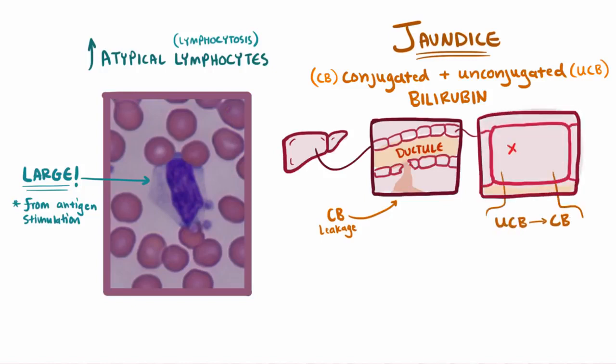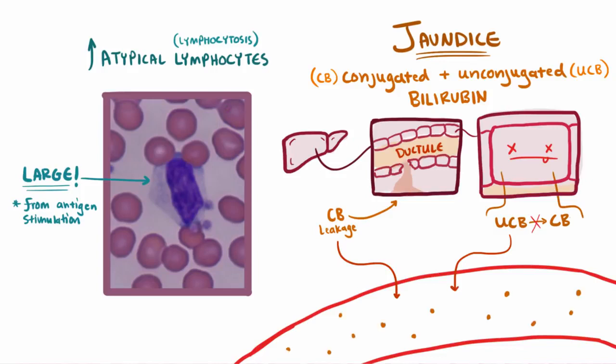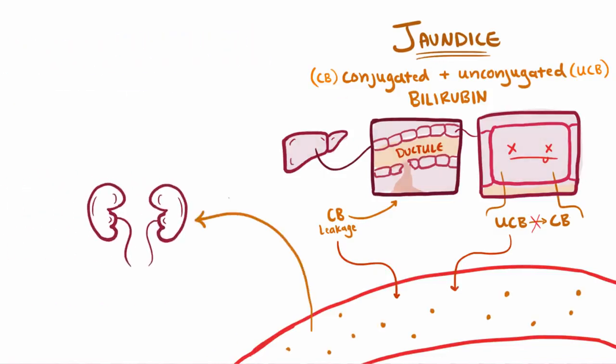Also, since these hepatocytes are dying, you start to lose the ability to conjugate bilirubin and make it water-soluble, and so you end up with unconjugated bilirubin as well. So since there's both conjugated and unconjugated bilirubin in the blood, some of the water-soluble conjugated bilirubin gets filtered into the urine, giving it a darker color.